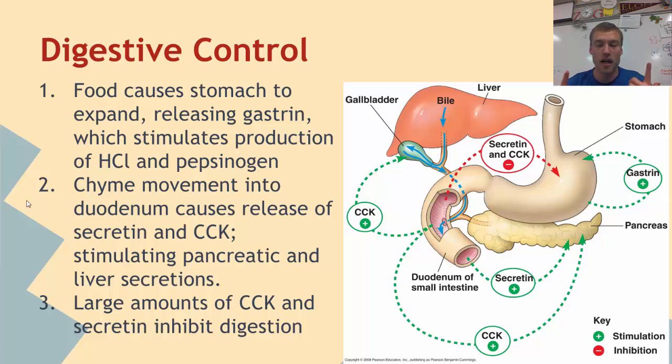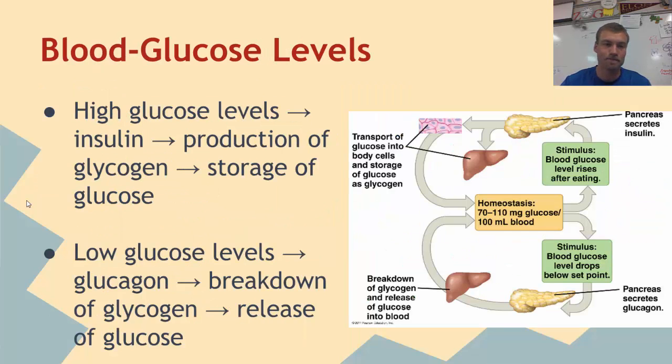Now, if a large enough amount of secretin and CCK is produced, aka you have a lot of food, what that does is it inhibits the process of digestion. It stops peristalsis, or not necessarily stops, but it regulates peristalsis to occur much more slowly within the stomach, so that you're releasing less food into the duodenum at a particular time.